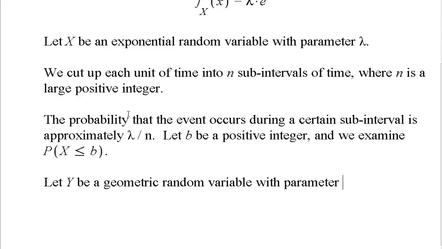with parameter what? Well, remember, a geometric random variable gives you how long you need to wait for an event to occur when the events can occur during discrete trials. And you have a trial and either the event occurs or it does not. And if it doesn't, you go on to the next trial, until you finally get to a trial where the event occurs. Well, our discrete trials are going to be these small subintervals. So the parameter p, the probability that the event occurs during one of those trials, is going to be the lambda over n that we discussed up here.